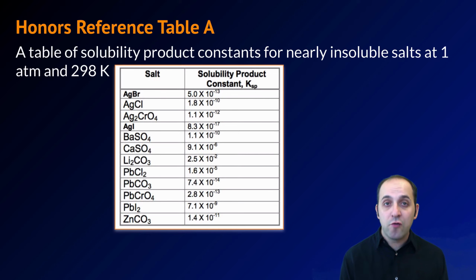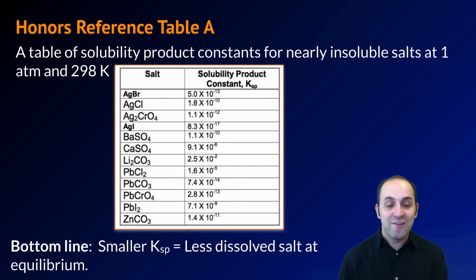You also have an honors reference table that deals with solubility product constants. This is honors reference table A, which is a table of solubility product constants for almost insoluble salts at 1 atmosphere and 298 degrees Kelvin. You can see that even though all of these things are listed on regular Regents reference table F as insoluble, they are slightly soluble. But their solubility products are incredibly small, which means that very, very little of them dissolve before the substance reaches equilibrium and starts precipitating out.